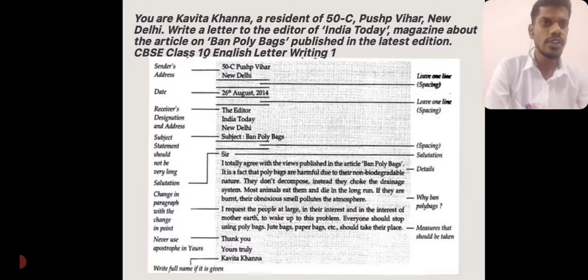See that first, on the right side, you can see that they have given the first space. Then the subject also, you can see that there will be few words, that is 3 words. And then the detail of the matter is given. After that, why we want to ban poly bags, and at the end they have given what measures can be taken in order to avoid the usage of poly bags. So this is the perfect letter that we have to follow. This is the letter to the editor, and this is the format that we have to keep in mind while we write a letter to the editor.